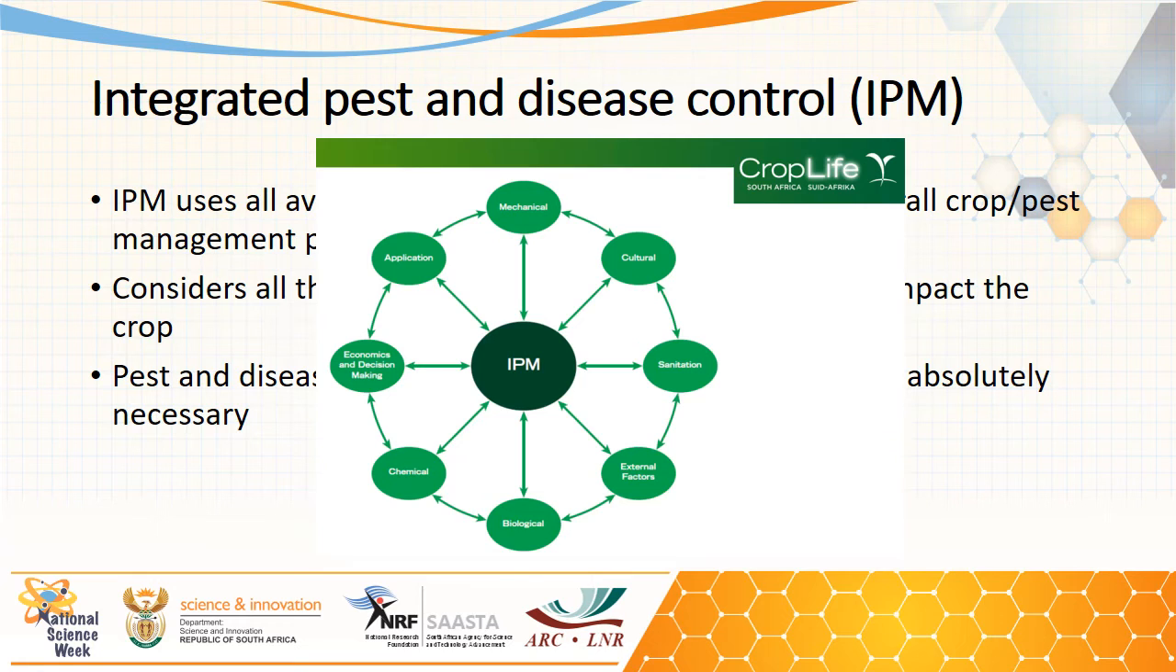IPM consists of various different control measures that are integrated, including mechanical, cultural, sanitation, external factors, which are mainly linked to environment, biological, chemical, and then it comes together on when and how it is applied, as well as the economic and decision-making process.